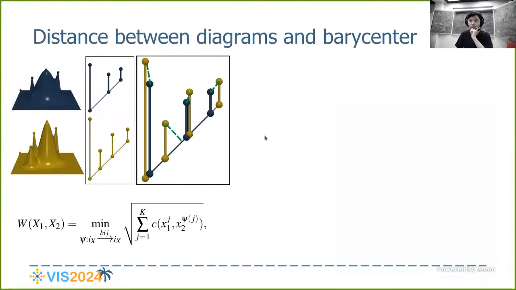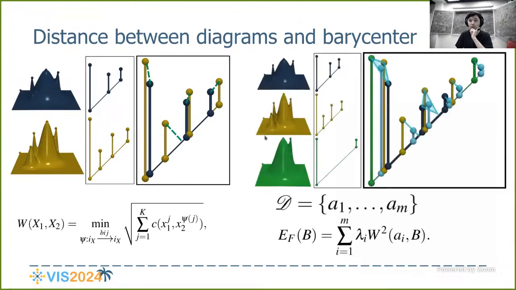From the distance, one can define a barycenter, namely a diagram representing a mean of an ensemble of diagrams, by finding one minimizer of this weighted sum of Wasserstein distances, where the weights are positive and sum to 1. And as you can see on the right, all the points in the barycenter colored in cyan are themselves barycenters of points of diagrams in the initial ensemble.